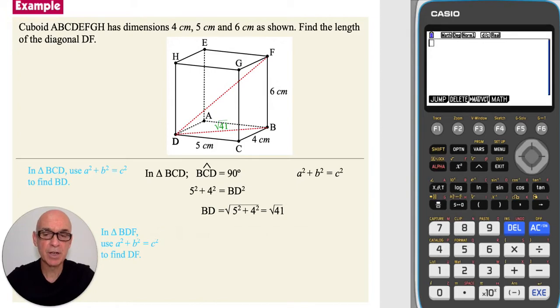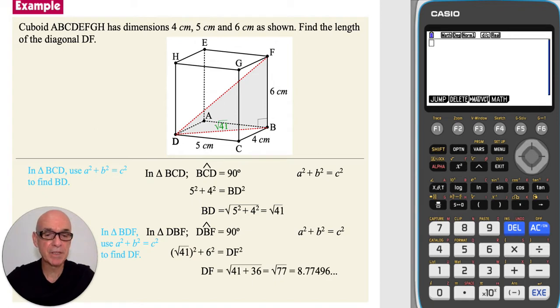Then in triangle BDF, which is right-angled at angle B, using Pythagoras' theorem again to calculate the length of DF, the hypotenuse of that triangle. Square in and add in the shorter sides of the triangle, and square root in the result gives the value shown. So the length of the diagonal DF is 8.77 centimeters, correct to three significant figures.